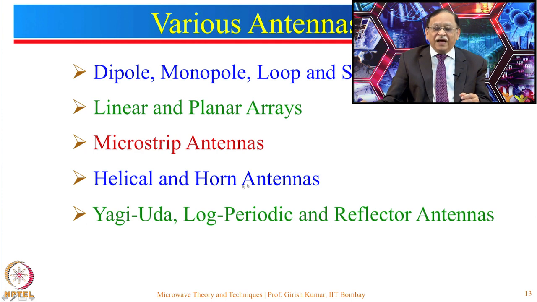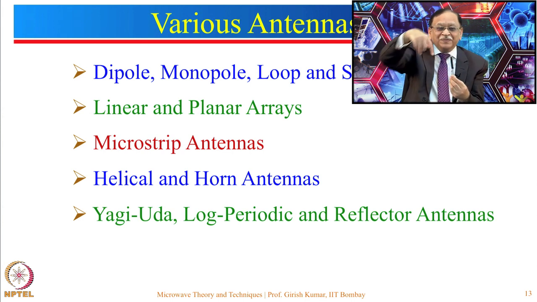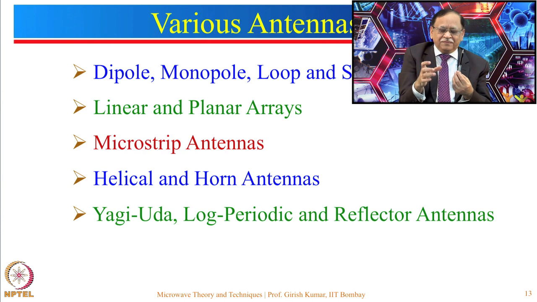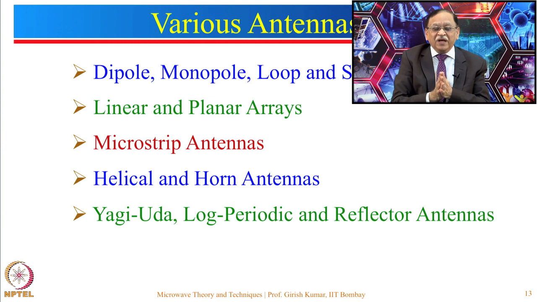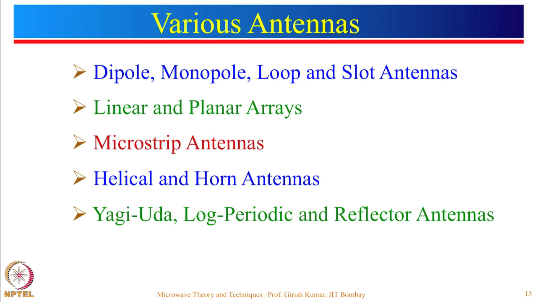Then we'll talk about helical and horn antennas. A helical antenna is nothing but a wire wrapped around, which forms the shape of a helix. That is what a helical antenna is. A horn antenna can be a pyramidal horn antenna or a conical horn antenna. Typically there are different types of horn antennas that could be rectangular or circular in shape. In the rectangular shape, we will talk about the H-plane sectoral horn antenna, the E-plane sectoral horn antenna and the pyramidal horn antenna. In case of circular, we will talk about the conical horn antenna.